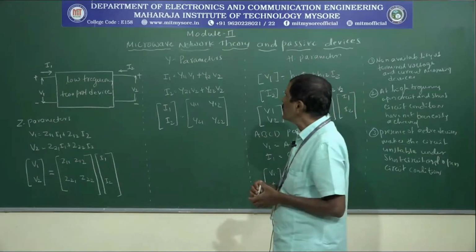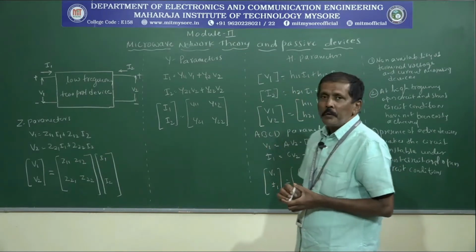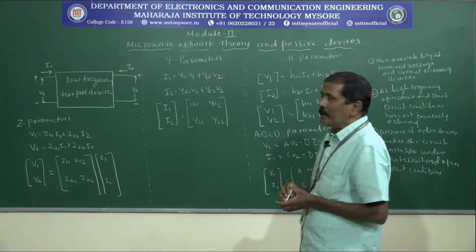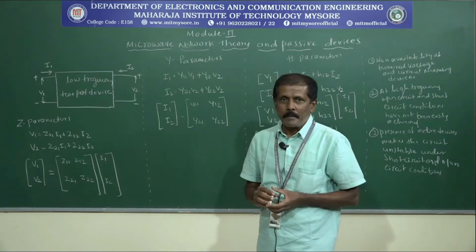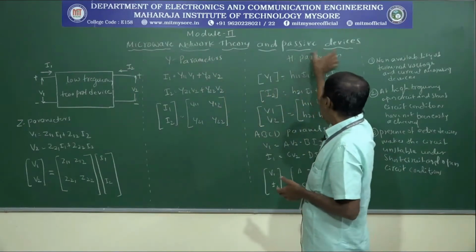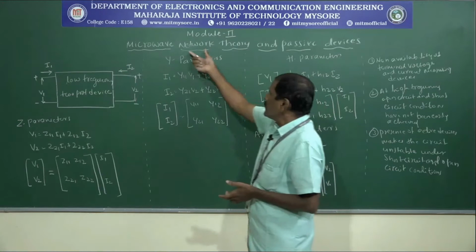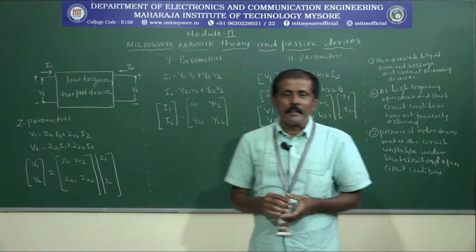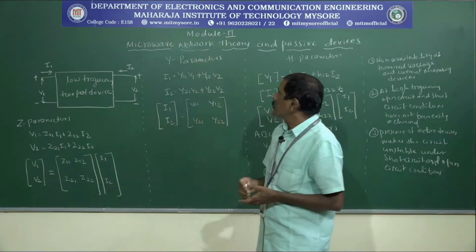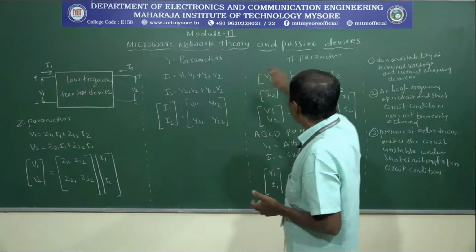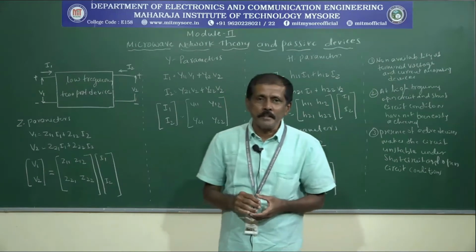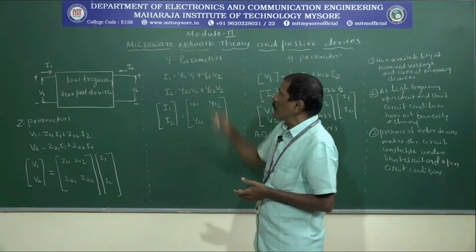Today's class we will study module 2. In module 2 we have microwave network theory and passive devices. It contains two parts, one is the microwave network theory and another part is passive devices. Here we will study the basic things or requirements needed in order to understand this microwave network. And in the passive devices we are studying the different types of passive devices which you are using for this microwave network.